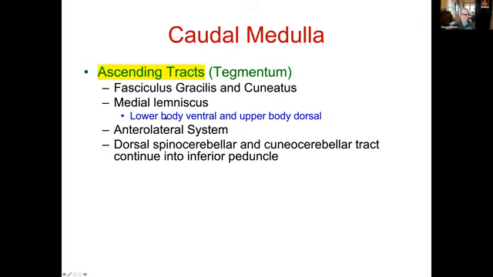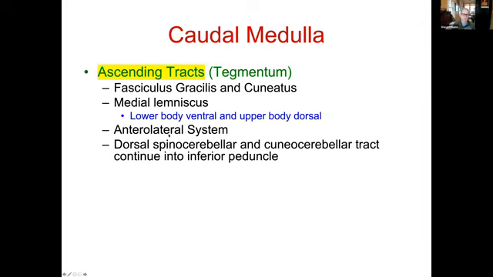And again, there is some somatotopy. The gracilis is more medial, and that's lower limb, and the cuneatus is more lateral, and that's upper limb. When we get to the medial lemniscus, it's as if the little guy who had been laying on his side is now standing straight up and down. So the lower limbs are going to be more ventrally positioned in that tract, and the upper limbs are going to be more dorsally positioned.